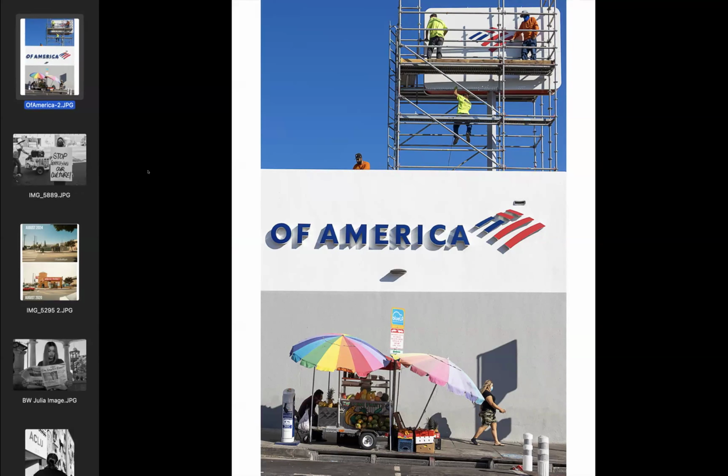And I was happy with the results afterwards. A tiny bit of cropping, but that's how that came together. This is in Boyle Heights on Cesar Chavez Avenue. I'll go on to the next image.